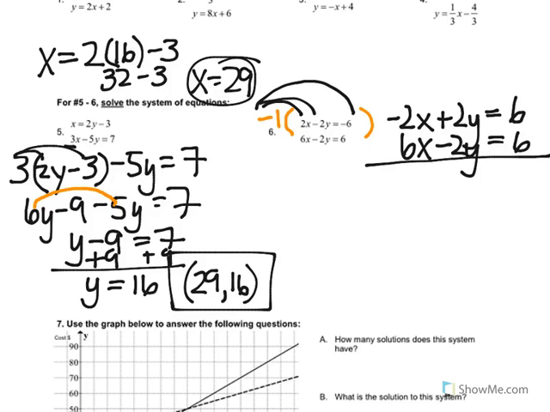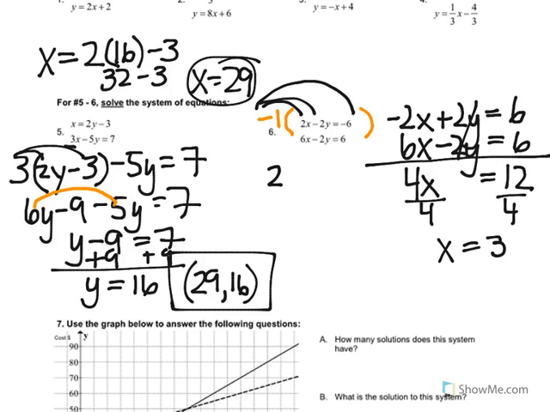Now let's combine the two equations. So I have 6x minus 2x right here is 4x. These cancel out. And 6 plus 6 is 12. Divide by 4, and you get x equals 3. Okay, now that I know that x equals 3, I'm going to put that back into the original equation.